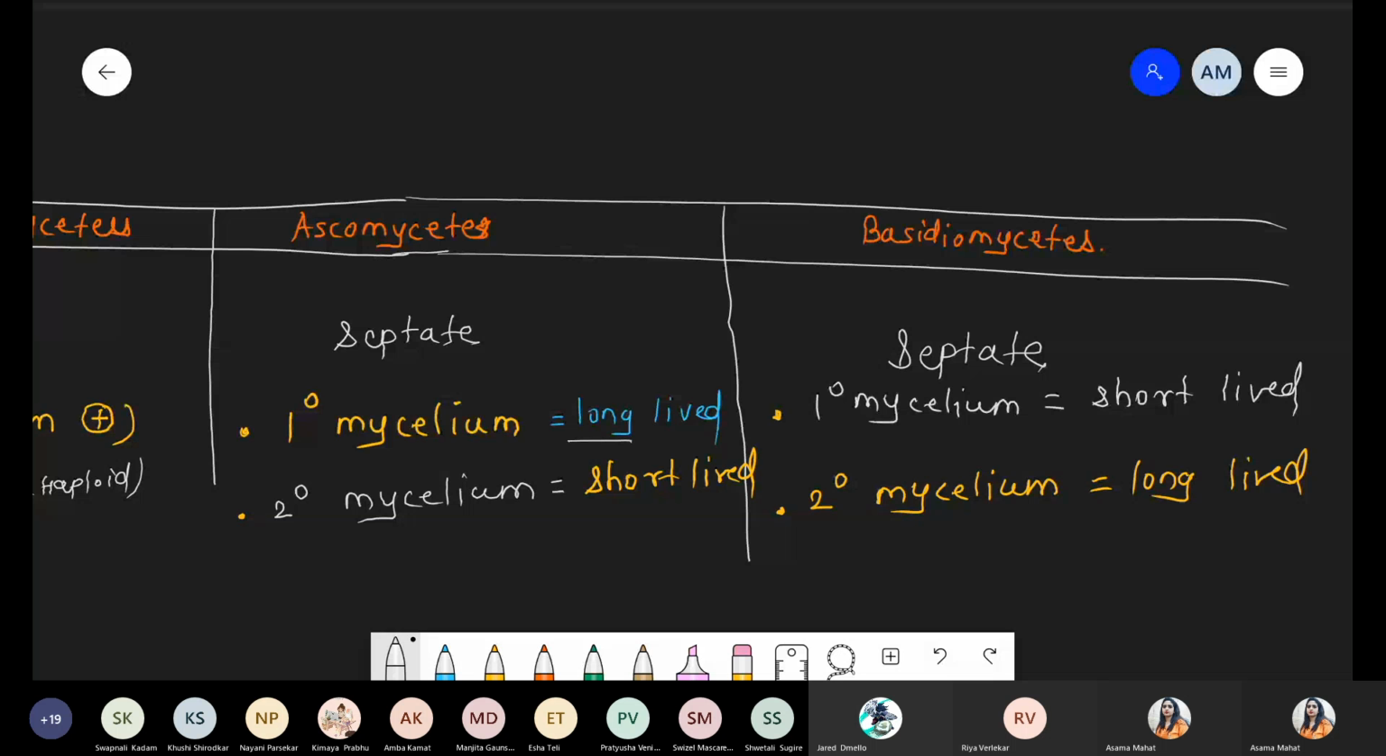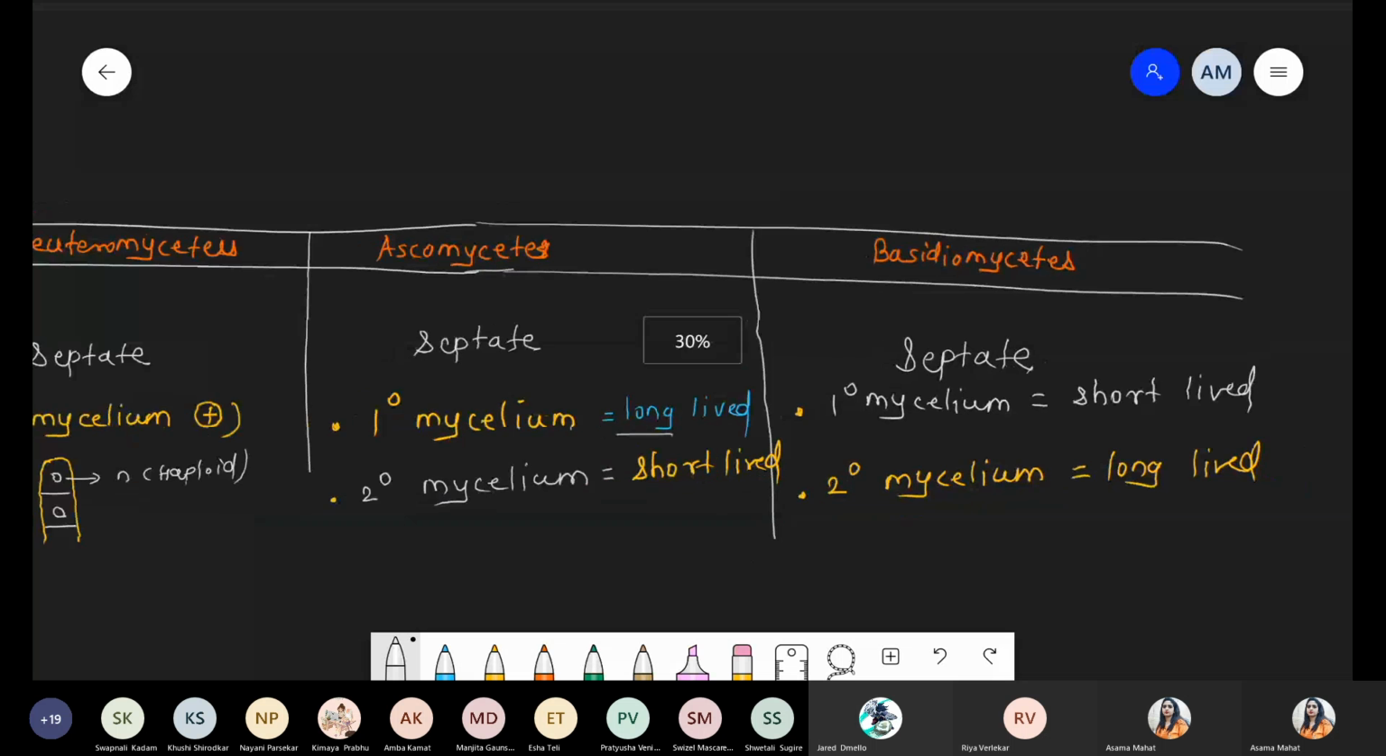Remember this thing. अगर simple question आ रहा है, so simply septate, septate, septate. That's it. Under the advanced group. But if it is a hard level question, that time it might be possible they ask about primary mycelium, secondary mycelium, whether these are short-lived or long-lived in case of Asco and the Basidio. Got it? This point is clear. हम hard level की बात कर रहे हैं. Okay?